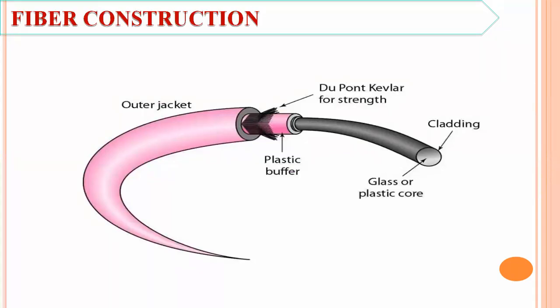So this is the construction of this fiber that we have already discussed. This is the glass or plastic core in which the signals will be transferred, and then the cladding. After that, we have the strength material, and then a plastic layer is sometimes used, and this is the outer jacket.